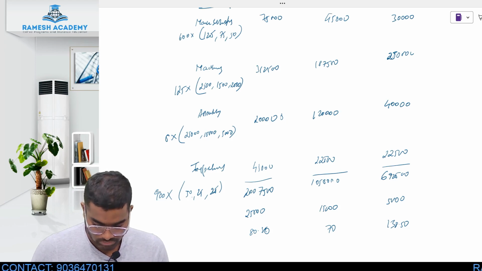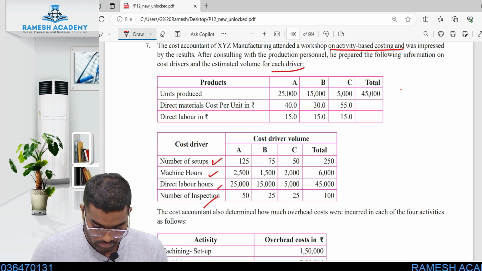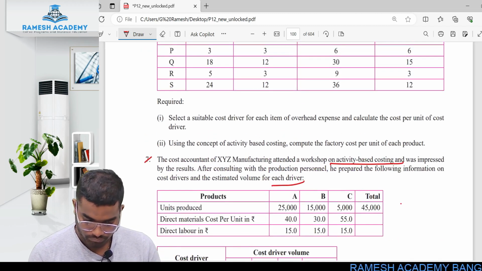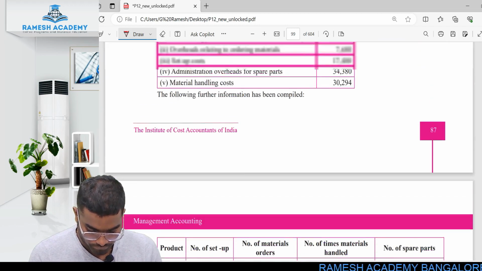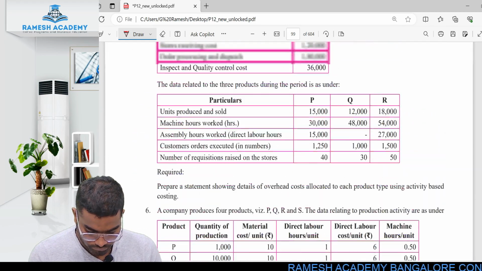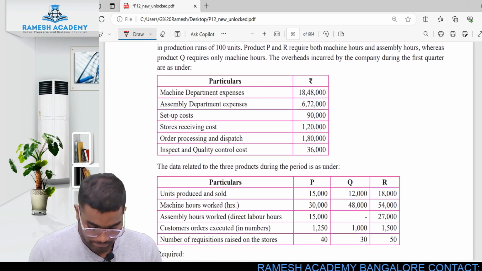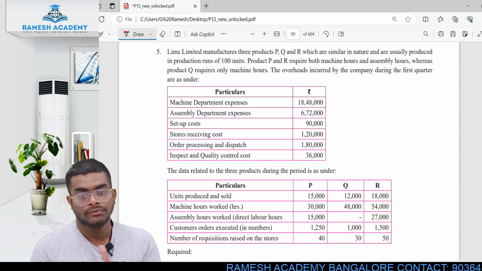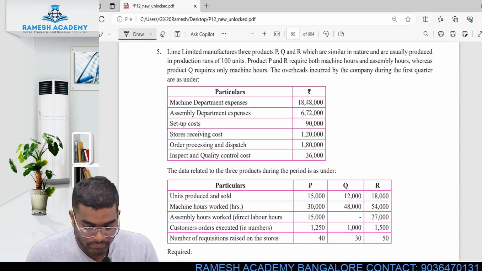So question number 7 we have done. We'll see the next which question we can do. We'll try with question number 5. So similar in lines of previous question, please try.